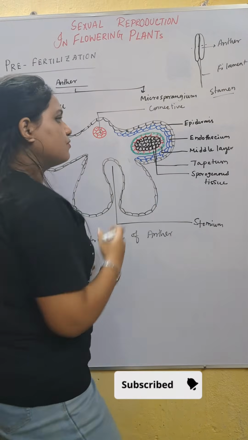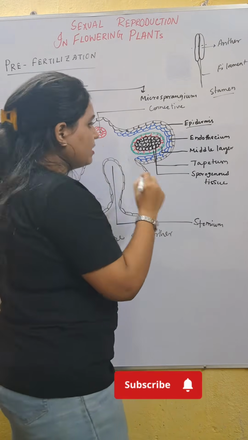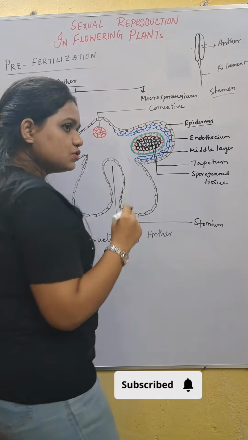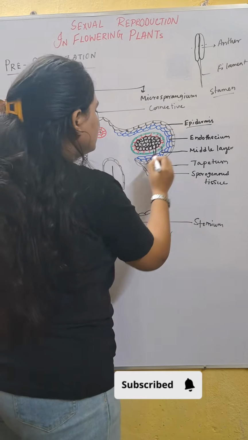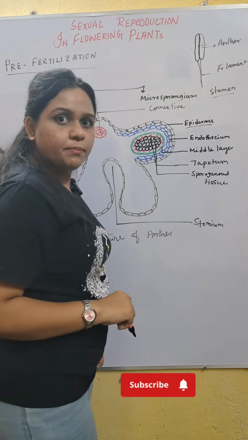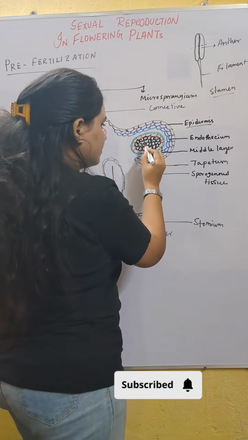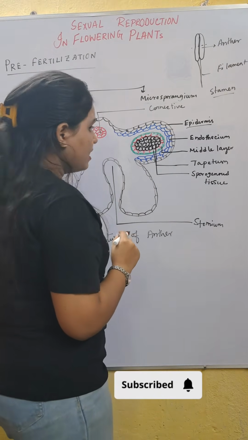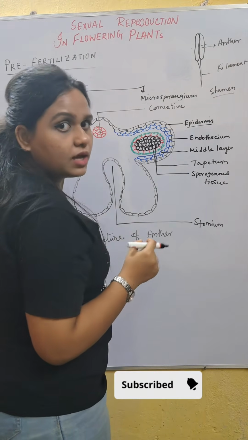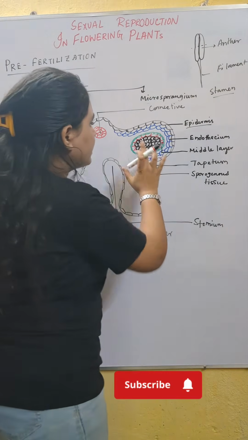From the outside up to the inside, we can see epidermis. It is one layer, as I have said. Inner to this is the endothecium, the blue cell layers. Inner to the endothecium, the green is the middle layer. The middle layer helps in growth and development. The other one, red in color, is the tapetum. Tapetum helps in the nourishment of the developing pollen grain. So these pollen grains will get nourishment from the tapetum layer.